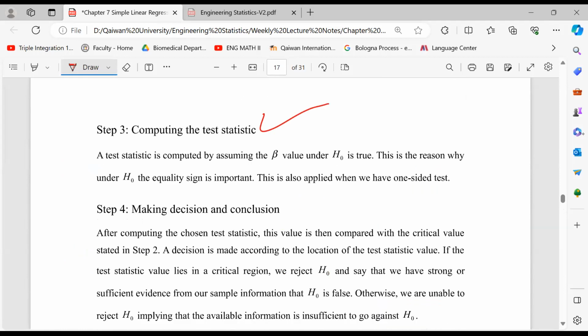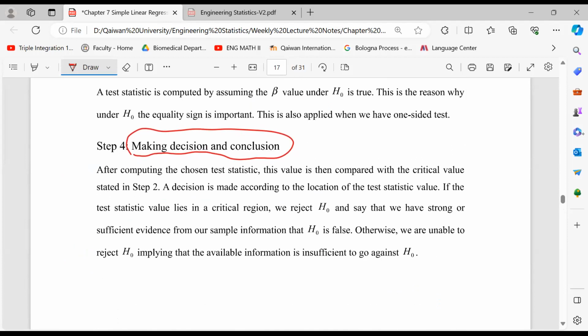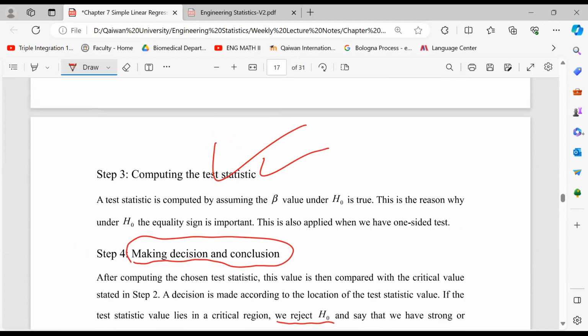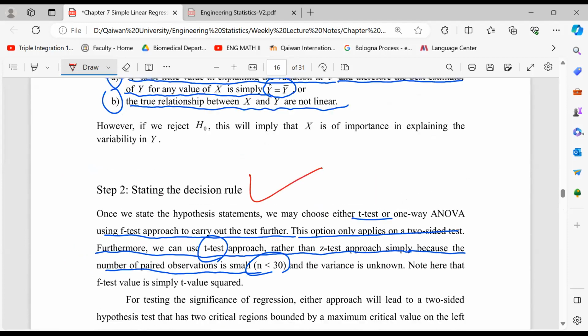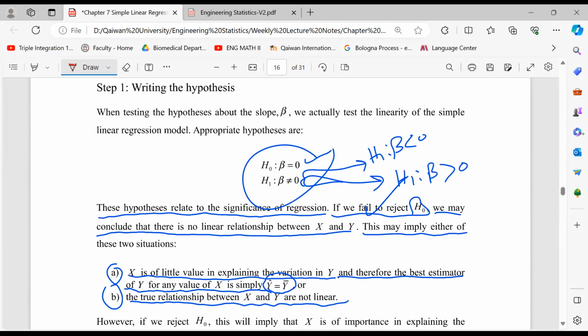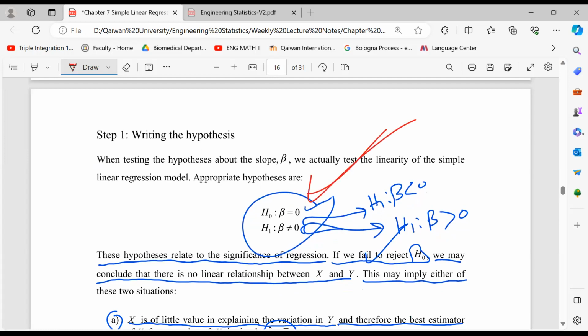That's it. And then after finding the test statistic, we make the decision and conclusion. Then we write down the statement that we could reject H naught or not. Can you reject H naught, or have you failed to reject H naught? Here you have only these 4 steps.